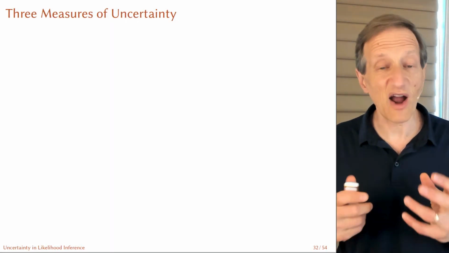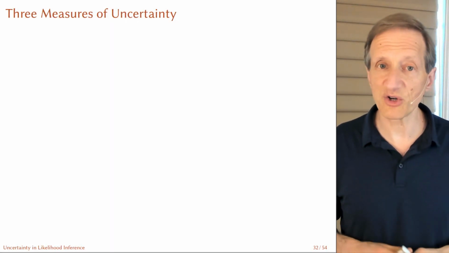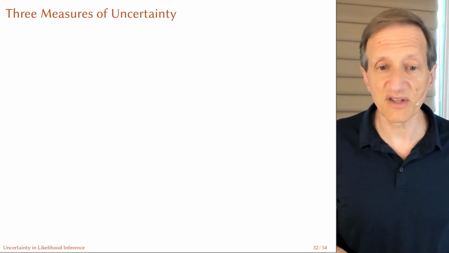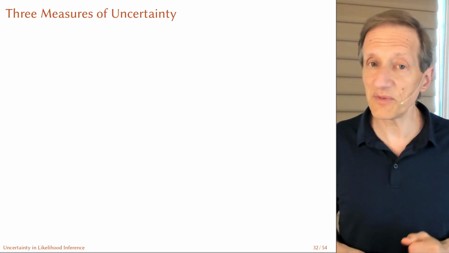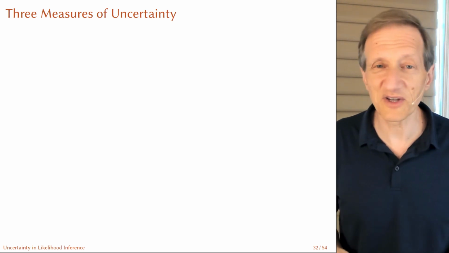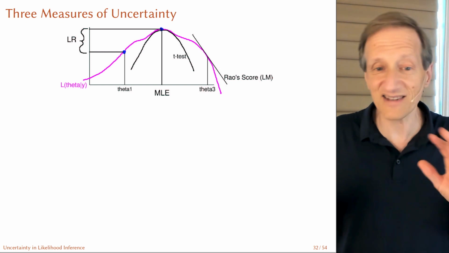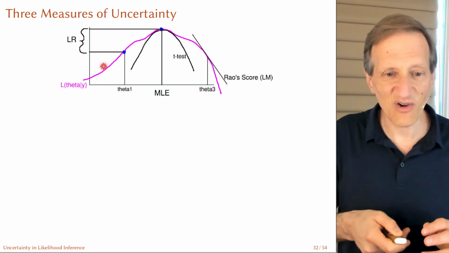We're going to describe three measures of uncertainty, three ways that you can use to do uncertainty. I'm mainly going to focus on the first two. The first one is going to be the most intuitive. The second one is going to be the most useful. So I can represent them all in this same graph here, every one of them.